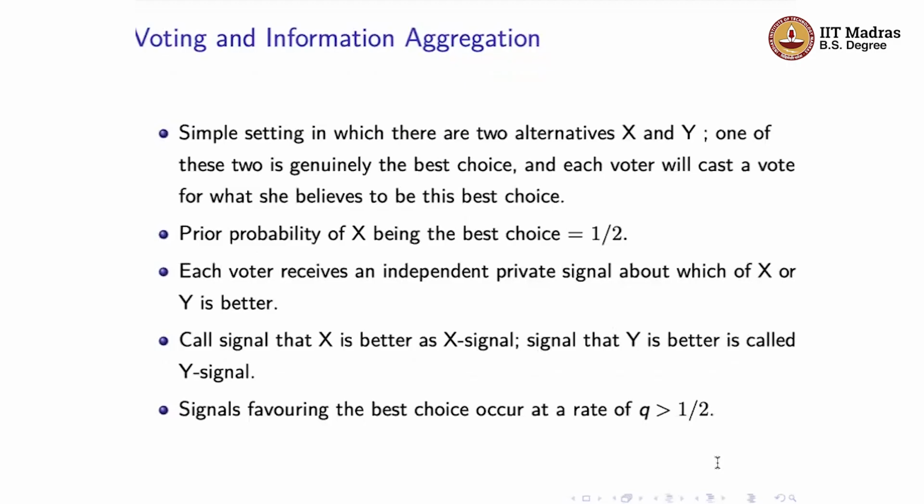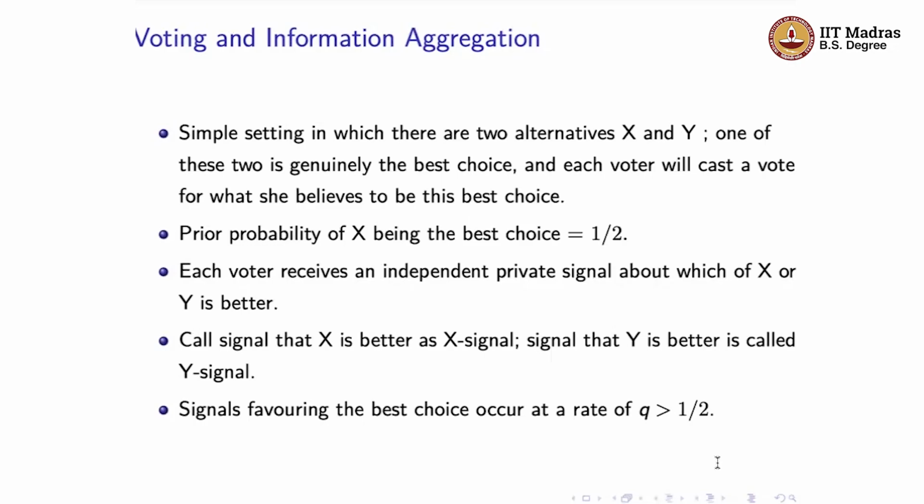So let's go over that framework. You have a setting in which there are two options, X and Y, right? And one of them has to be chosen, right? So one of these two alternatives, X and Y, is actually the best choice, right? And each voter has to cast a vote for what she believes to be the best choice. It's just that you don't know actually what is the best choice, right? So your initial belief is that the probability that X is the best choice is half.